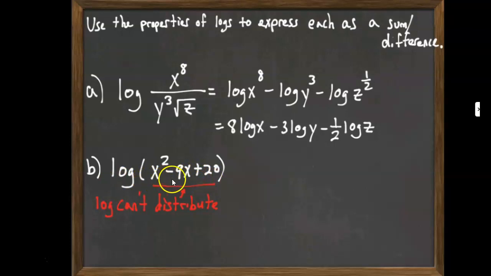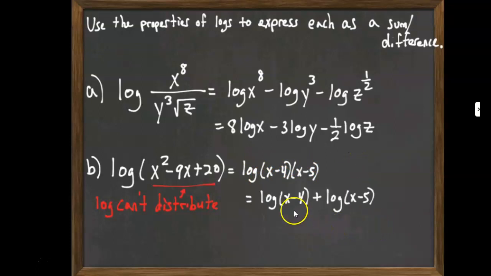All right, so the only way we can simplify this, log of x squared minus 9x plus 20, is if this x squared minus 9x plus 20 can be rewritten as a multiplication problem. Well, fortunately, it can, because we can factor x squared minus 9x plus 20. Things that multiply to be 20 add to be negative 9. That would be x minus 4 times x minus 5. And now we have a multiplication problem. So we can say log of a product, log of a multiplication problem, is the sum of the two logs. So we get log of x minus 4 plus log of x minus 5. And now we've managed to expand this log.